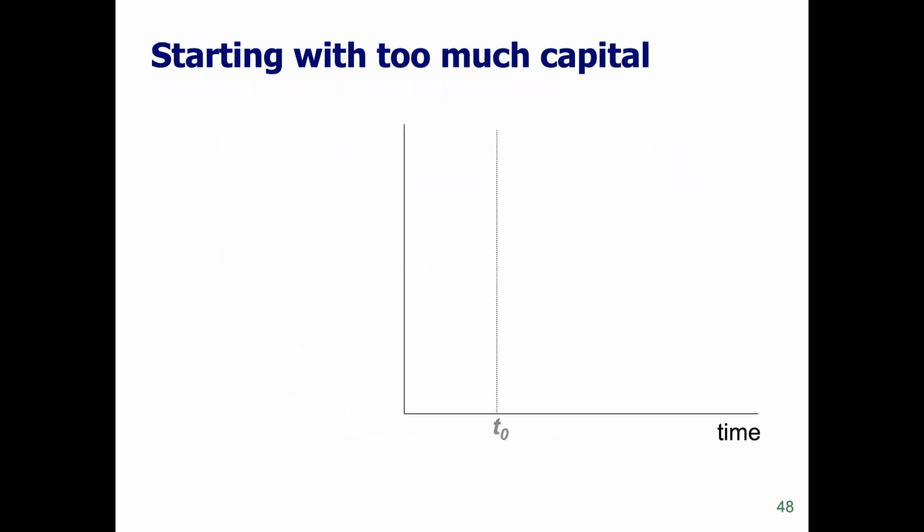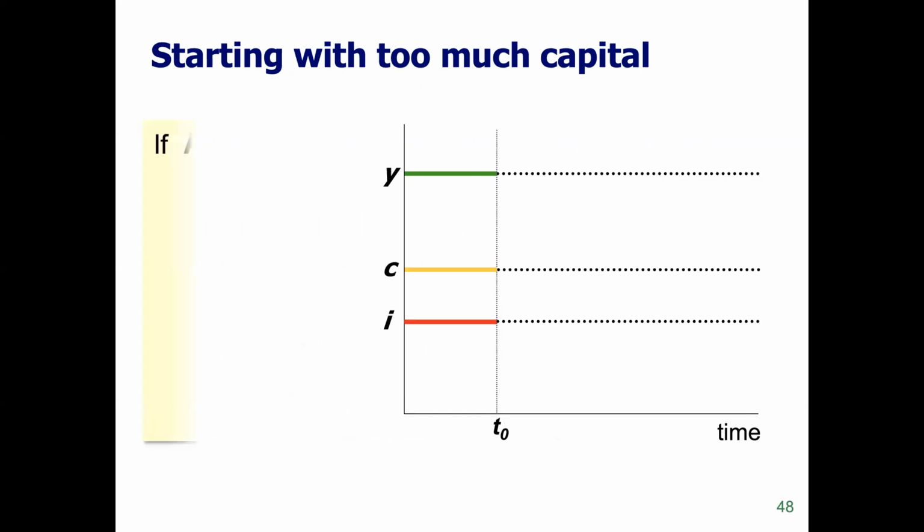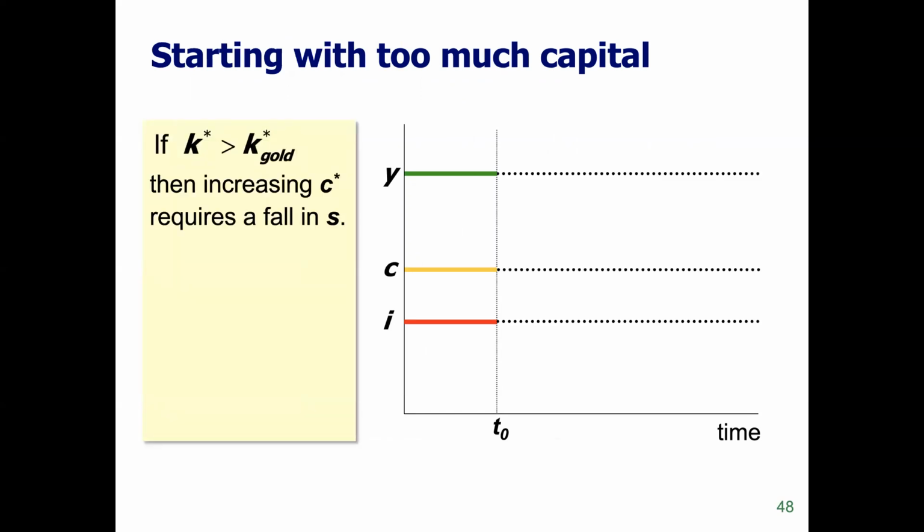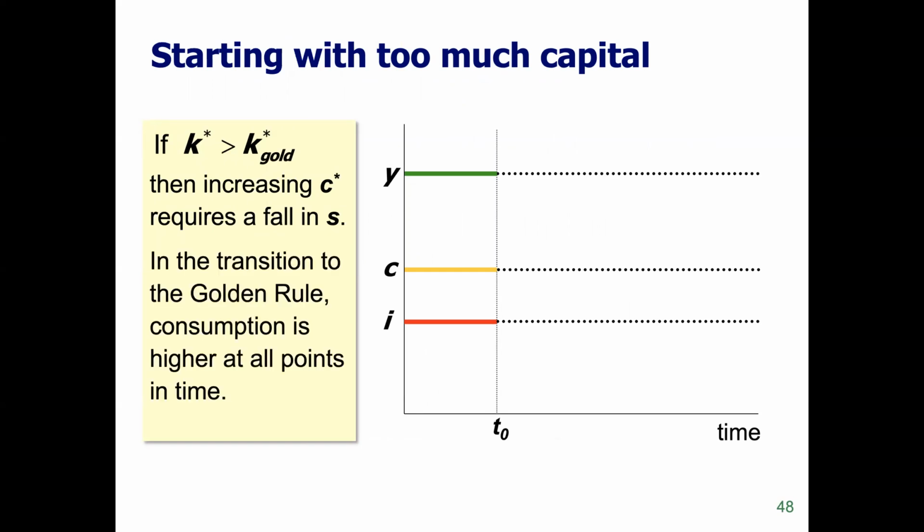If we start with too much capital, that is above the steady state level, what's going to happen? Well, then increasing C star requires a fall in the saving rate. In the transition, consumption is higher at every moment in time, right? Because if you just save less at the same level of output, you're going to get higher consumption to begin with. And then the output will go down some, but we know that you're going to the golden rule, which has a higher level of consumption.